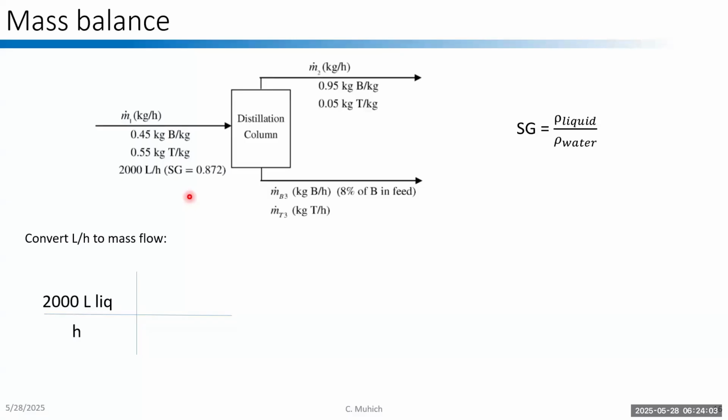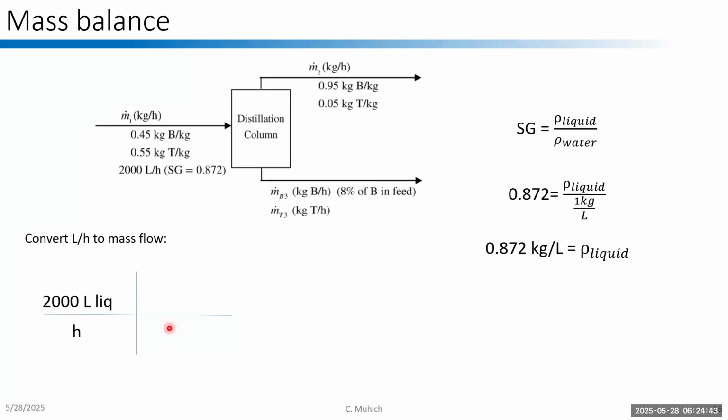So we need to remember that specific gravity is the ratio of the density of any liquid to a reference case. And when it's not specified, that reference is taken to be water. So in this case, we have 0.872 equals the density of this inlet liquid over the density of water. Water has a density of 1 kilogram per liter. Therefore, the density of the liquid is 0.872 kilograms per liter.